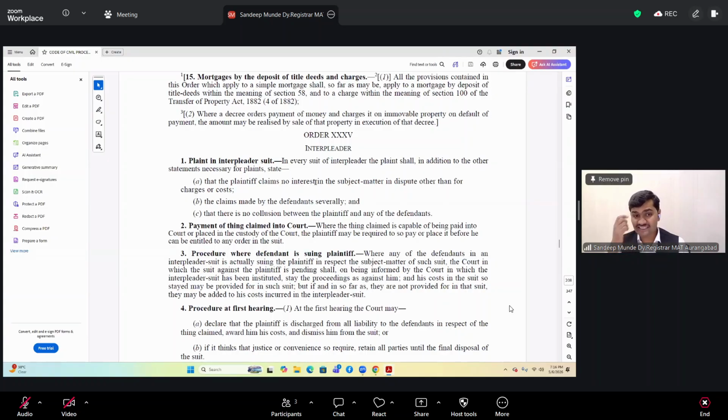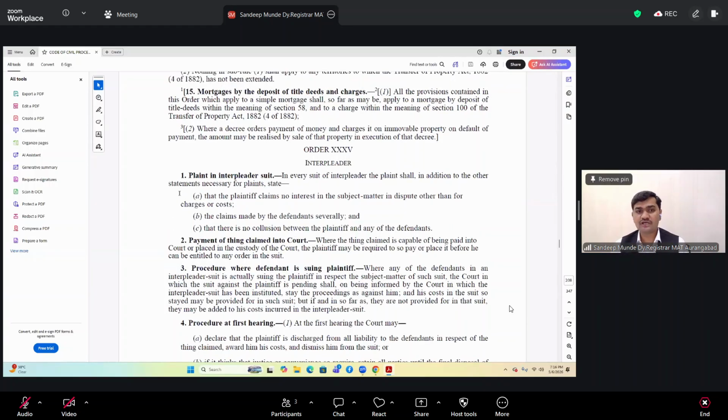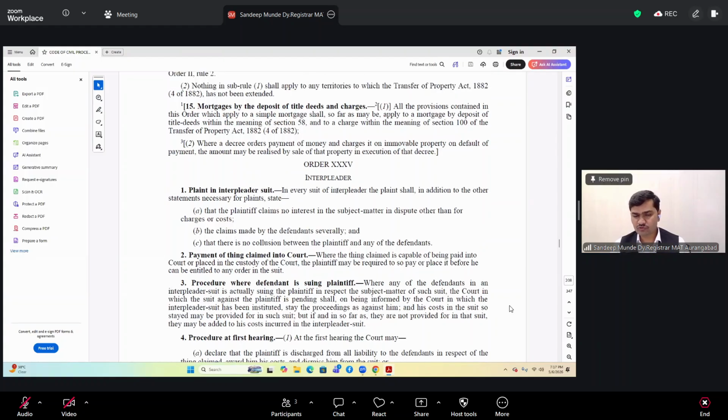So, what are the conditions for instituting the interpleader suit mentioned in Section 88 and Order 35? In Order 35, it has been mentioned: plaint in interpleader suit. In every suit of interpleader the plaint shall, in addition to the other statements necessary for the plaintiff, state: A, that the plaintiff claims no interest in the subject matter in dispute other than for charge or cost; B, the claims made by the defendants severally; and C, that there is no collusion between the plaintiff and any of the defendants.